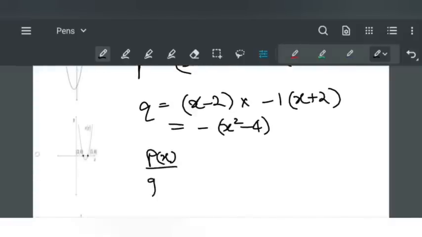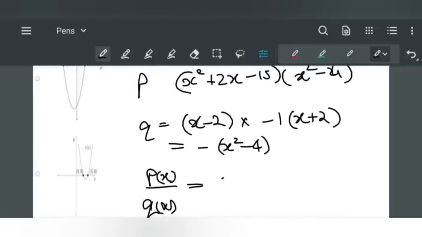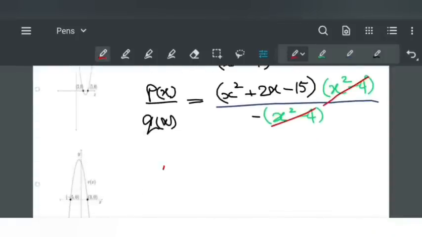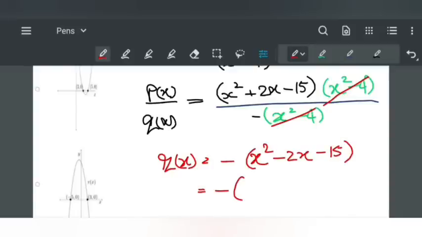p(x) divided by q(x) gives you (x square plus 2x minus 15) multiplied by (x square minus 4) divided by (x square minus 4) and a negative sign. So this and this will be cancelled. So r(x) is a quotient which is minus of (x square plus 2x minus 15), which is equal to minus of (x minus 3) and (x plus 5).